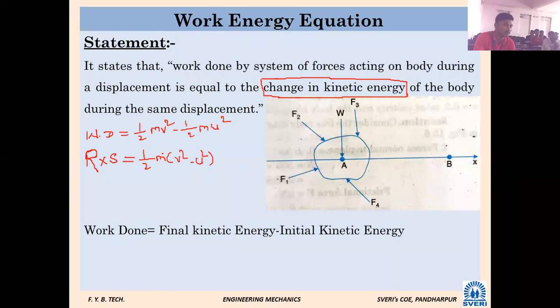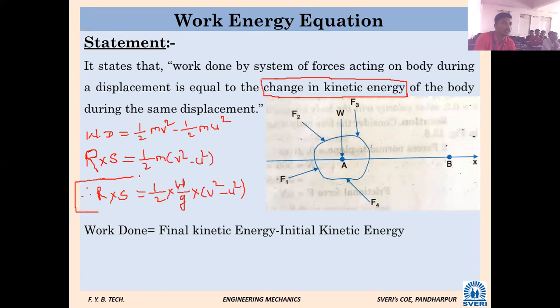We are going to use this mass in terms of weight. How do we have to use this? Then R into S equals 1/2 into M, and how can we write it in terms of weight? W by G into V square minus U square. This will be the equation.